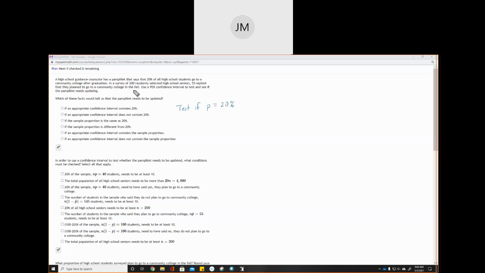Okay, so then we do a survey. So then we have a sample. And in our sample of 200, so my sample size N is 200, 55 replied yes, they plan on going to community college in the fall. So I'm going to write that as an X value.